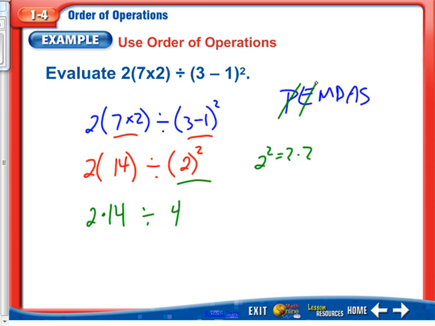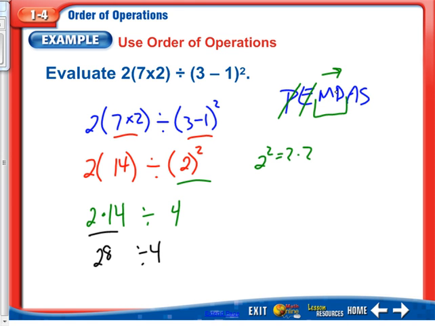Okay, now we took care of our exponents. Now, any multiplication or division? Well, I have multiplication and I have division, but I need to go from left to right. So I'm going to do the multiplication first. So 2 times 14, okay, double that would be 28, and then we're going to divide by 4.